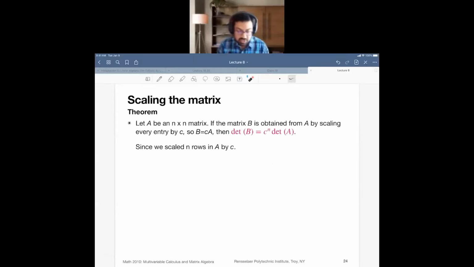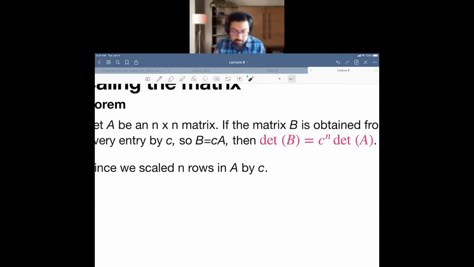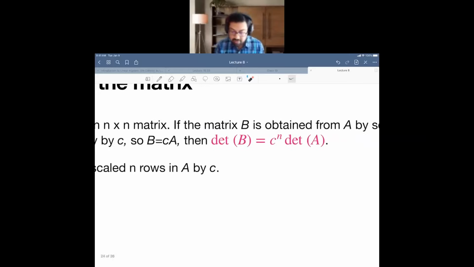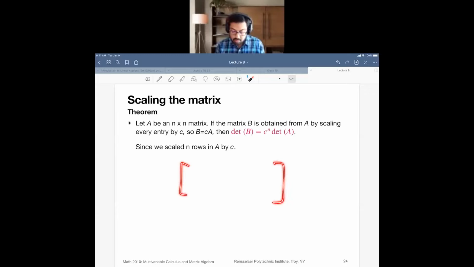So we are just talking about the general case here: scaling the entire matrix, not just one row, but all the rows. If you scale every element in A by some C, where A is an n by n matrix and B is obtained by scaling all the entries in A by C, which essentially means B is obtained by multiplying the matrix A by scalar C, then the determinant of this new matrix B is going to be C raised to n times the determinant of A. If you think about one of those rows with respect to which you are doing the cofactor expansion, you have C times whatever remains, C times whatever remains, C times whatever remains, and you're doing that for n rows. So we have scaled n rows in A, which essentially means that you are multiplying the determinant by C to the n.